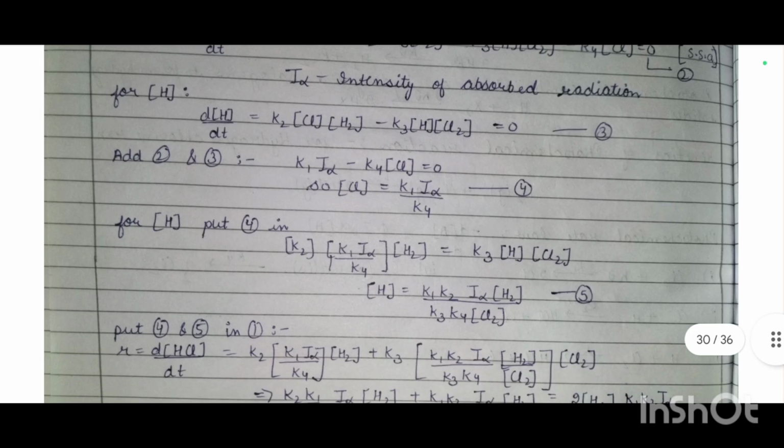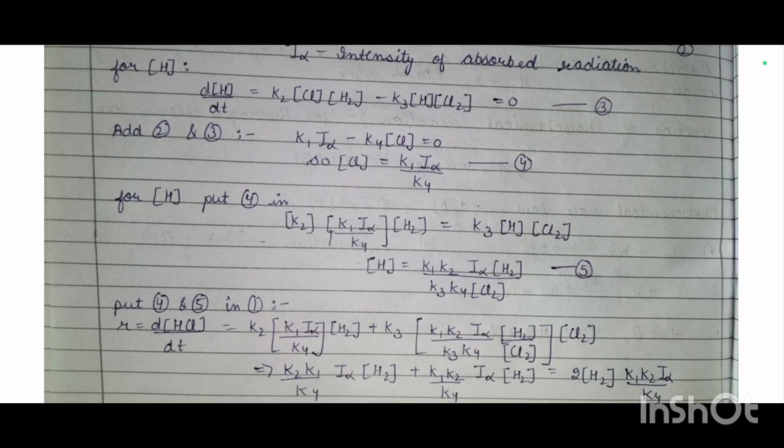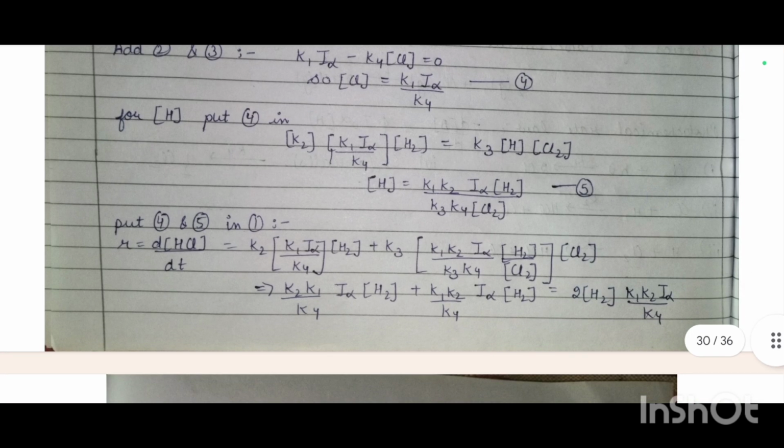From the above equation, k1 Iα - k4[Cl] = 0. So [Cl] = k1 Iα divided by k4. Putting this in the equation for H, k2 k1 Iα/k4 [H2] = k3[H][Cl2].